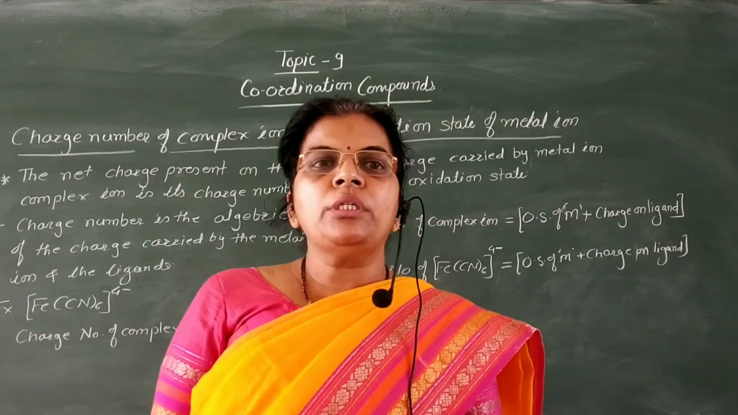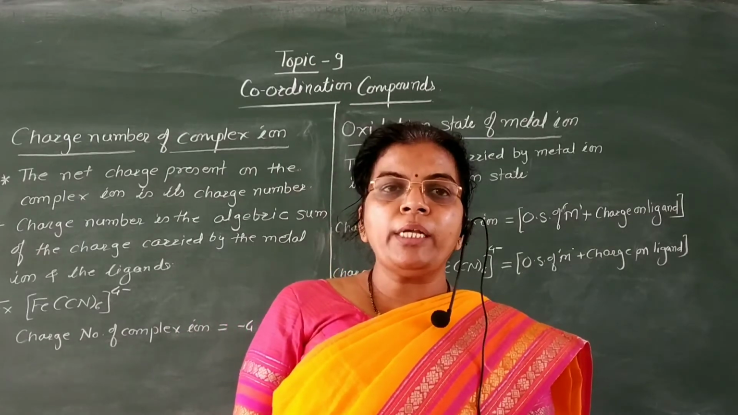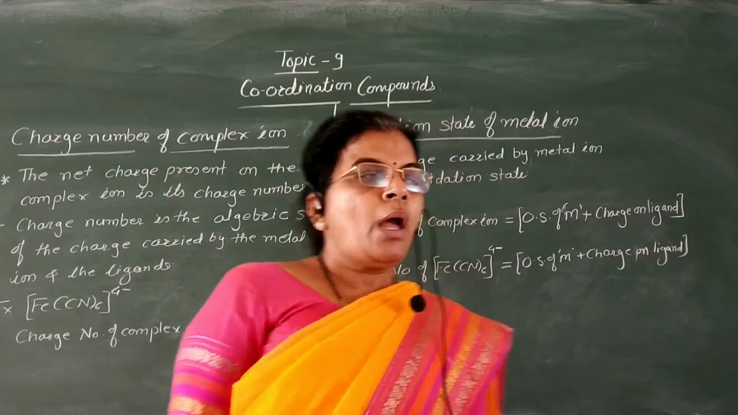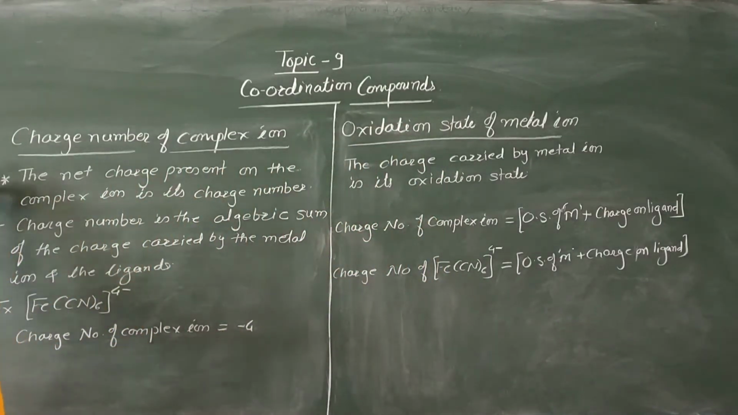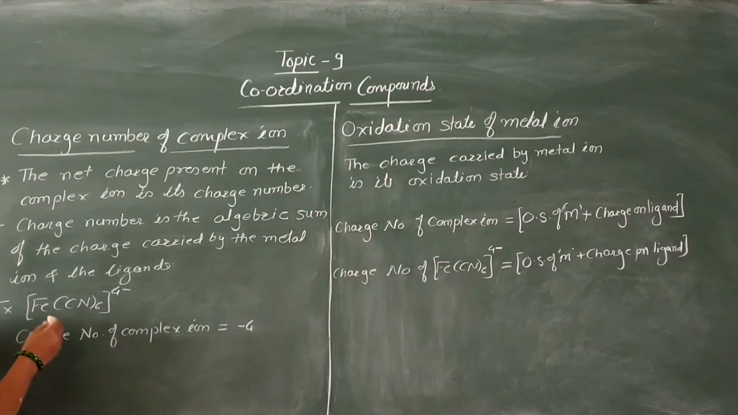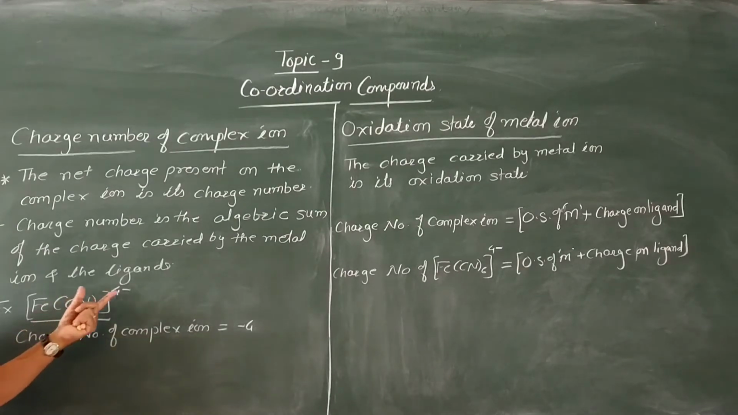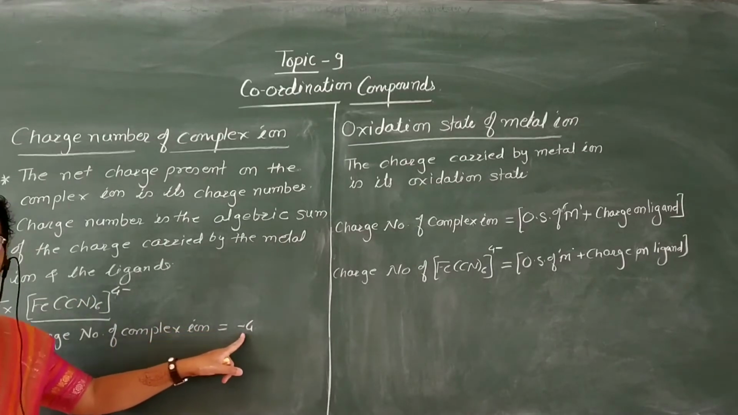Next point we are going to see the charge number of complex ion and the oxidation state of central metal ion. Now here first we are going to see the charge number of complex ion. Now for example this Fe(CN)6 4 minus. This is a complex ion, and the total charge present on this complex ion is the charge number of the complex ion. Therefore, the charge number of this Fe(CN)6 4- is -4.